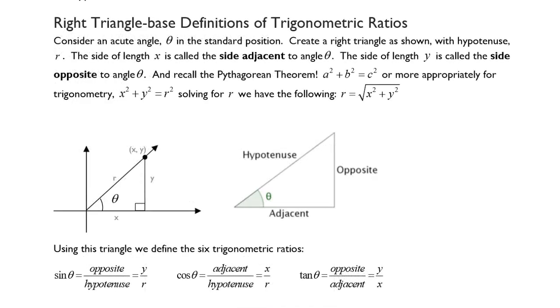And recall the Pythagorean Theorem. If it's been a little bit, the Pythagorean Theorem is a squared plus b squared equals c squared. Or more appropriately for our trigonometry, x squared plus y squared equals r squared. If we solve this for r, we take the square root of both sides, and we would have plus or minus the square root of x squared plus y squared. But remember that a radius can't be negative, at least at this point in the quarter, and so we're just going to leave it as r equals positive square root of x squared plus y squared.